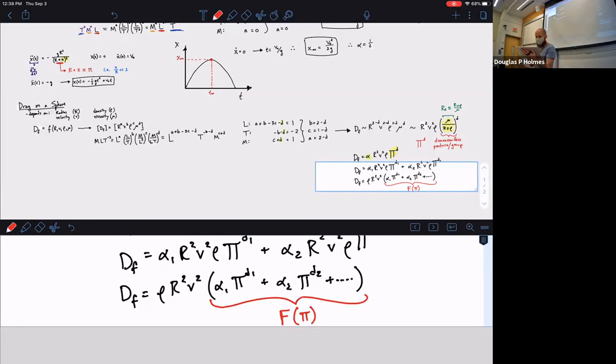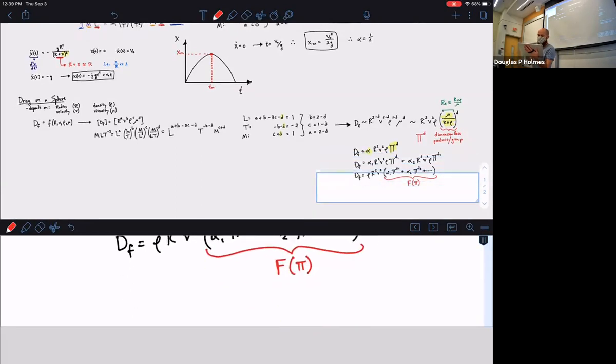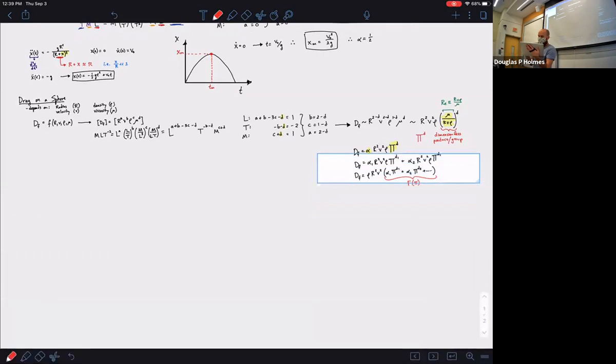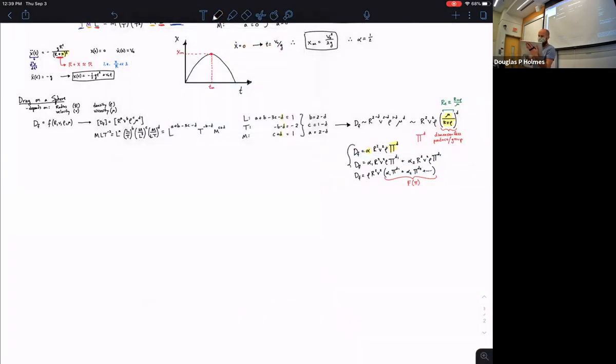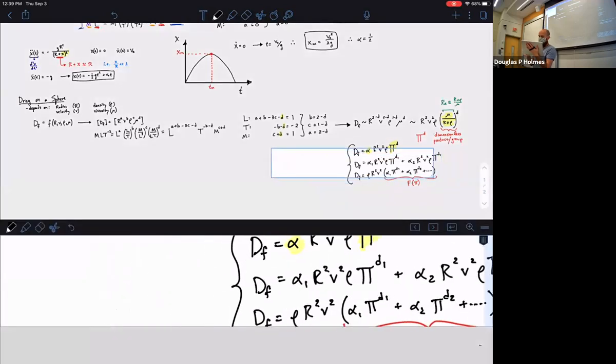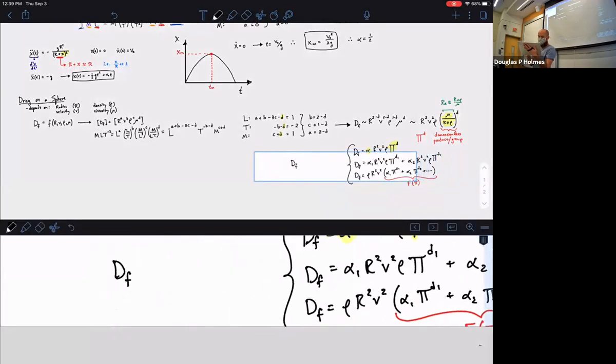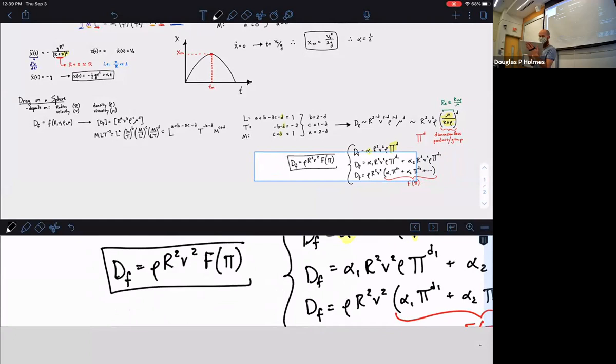But again, all is not lost. We can now write the more complete version of this. The complete version, we would say, is going to be equal to rho r squared v squared f of pi. And now our goal is to figure out what that f of pi means. If you do anything with fluid mechanics, you would know that this f of pi is complicated. It's really messy.